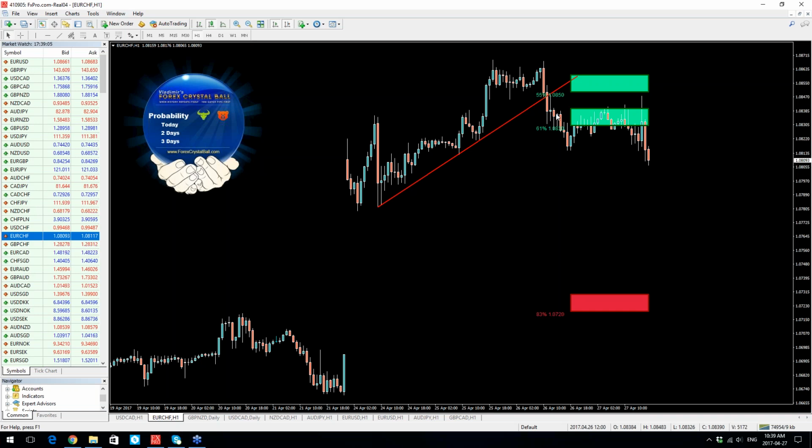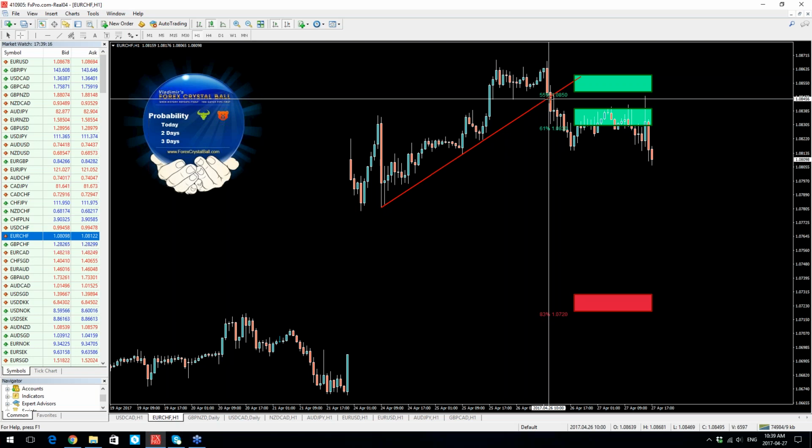The next important thing for us, once we get a trend line, we are going to enter right with the break. Right with the break.